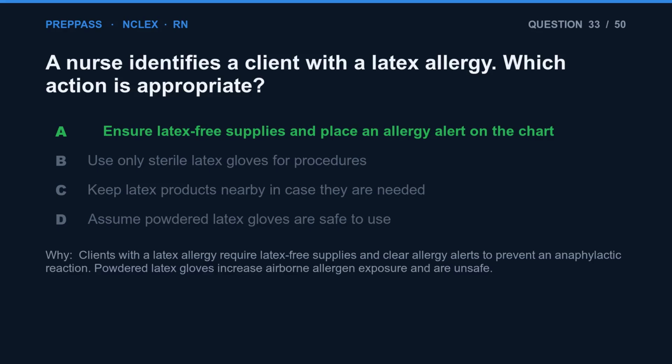The correct answer is A. Clients with a latex allergy require latex-free supplies and clear allergy alerts to prevent an anaphylactic reaction. Powdered latex gloves increase airborne allergen exposure and are unsafe.